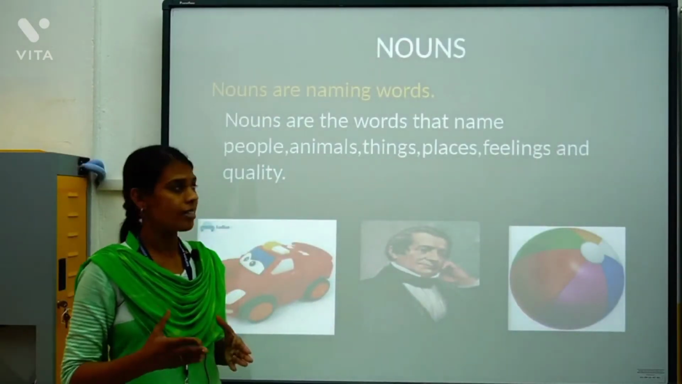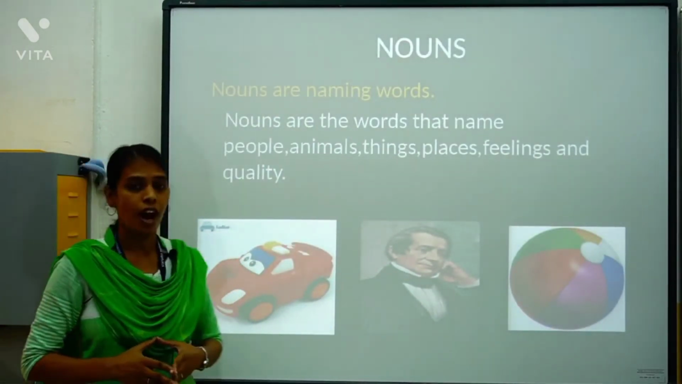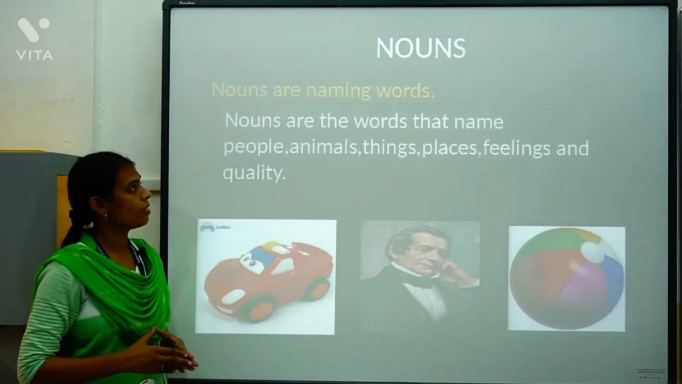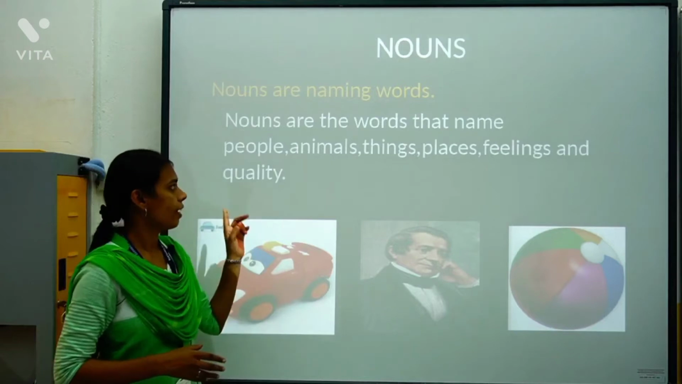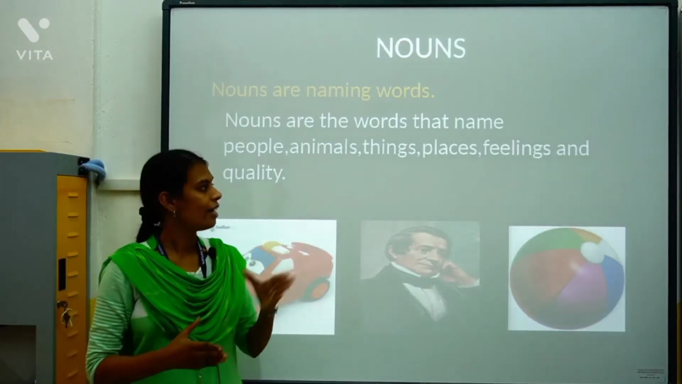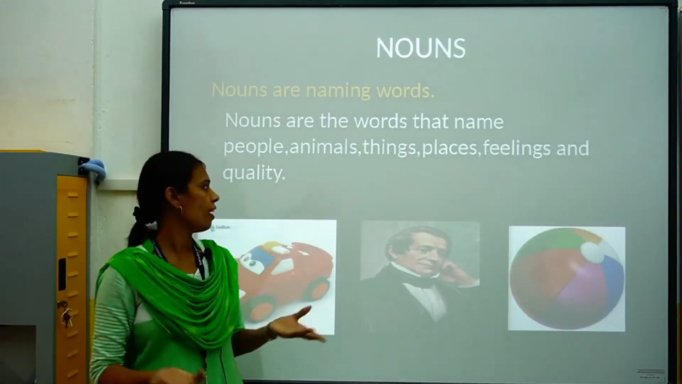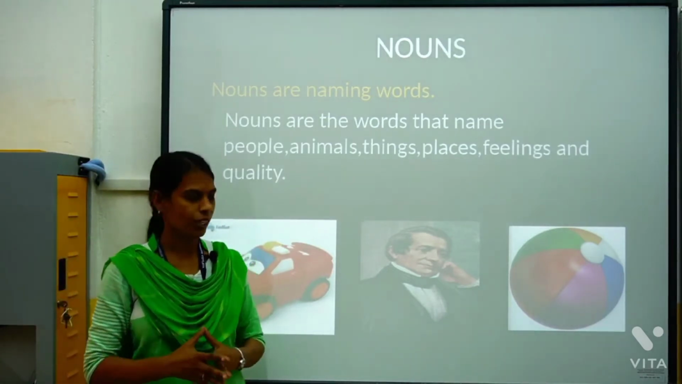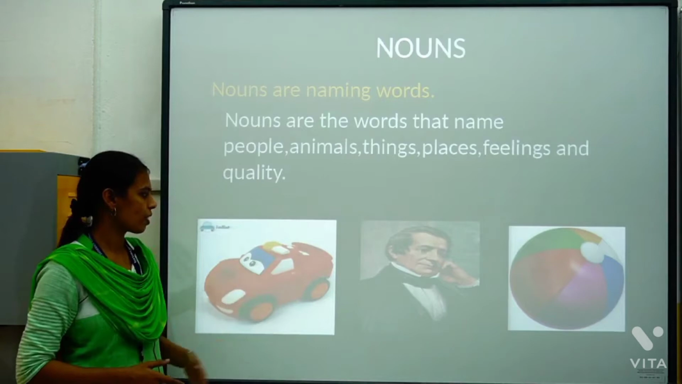Now what are nouns? Nouns are naming words. For example, nouns are the words that name people, animals, things, places, feelings and qualities, and all that are called nouns. Okay, I have given some examples here.